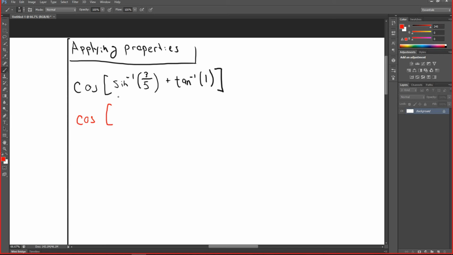I'm going to rewrite this in red really quick in a more familiar form, which is just cosine of A plus B. So this is going back to our sum identity for cosine, where A is just going to be sine inverse of 3/5, and B will be tan inverse of 1. Does anyone remember the identity for the cosine sum?